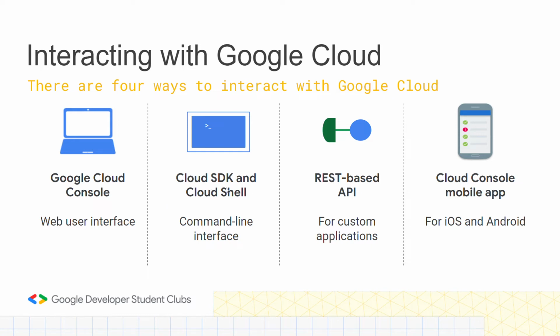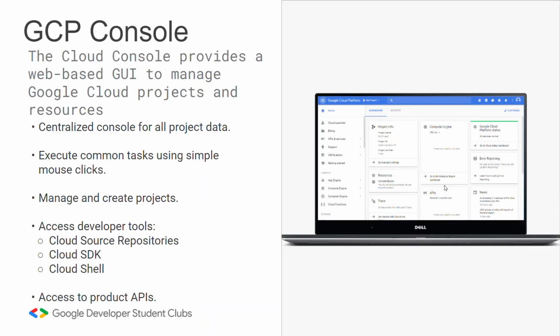You can download it on your local computer itself, and Cloud Shell. So Cloud Shell is basically the web version of Cloud SDK. And then we have REST-based APIs. I believe most of us have used it. And then we can have Cloud Console as a mobile application for iOS and Android.